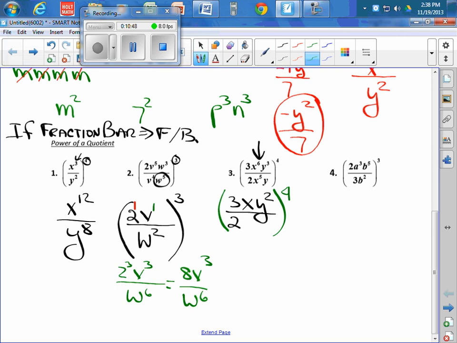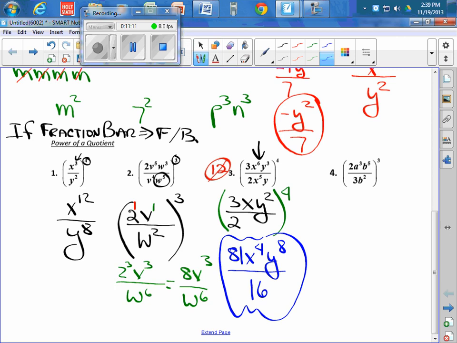That means, now, don't take 3 times 4. You do not get 12 here. It's 3 to the 4th power is 81. You have x to the 4th, y to the 8th over, now it's not 2 times 4 is 8. It's 2 to the 4th power is 16. And that is your final answer.